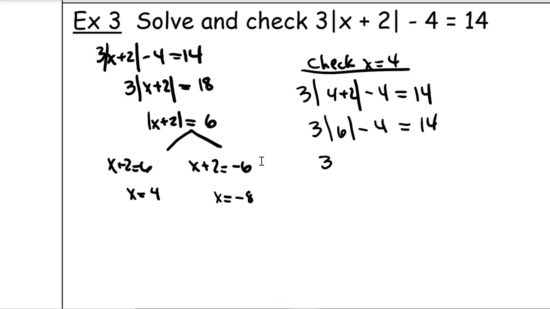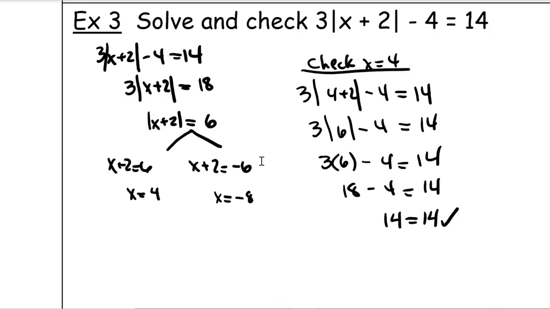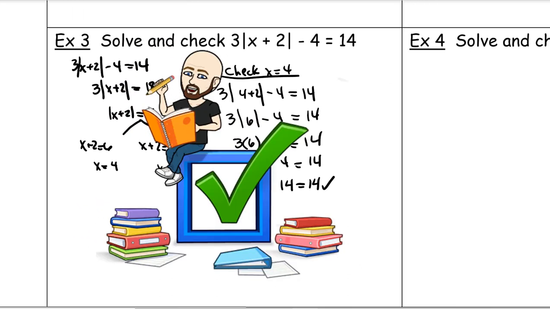No big deal, but when you take the absolute value of a negative or a positive, you still get a positive value. Then minus 4, we want to see if that's equal to 14. 3 times 6 is 18, minus 4. Is that equal to 14? Yeah, it is. So that works. We good there.